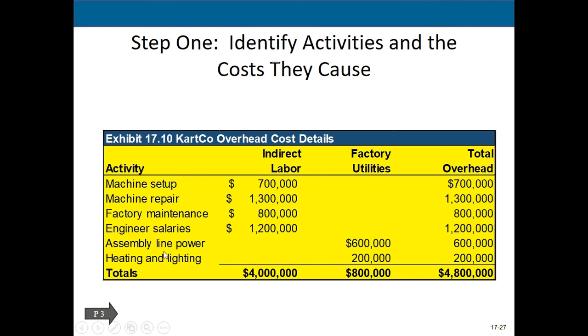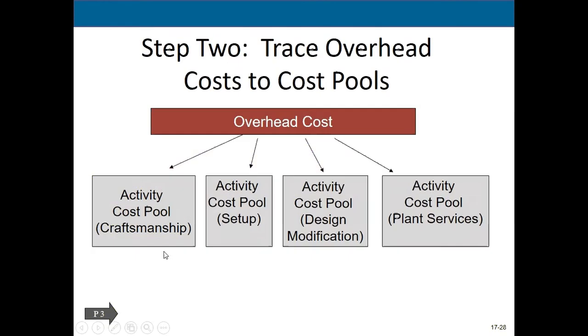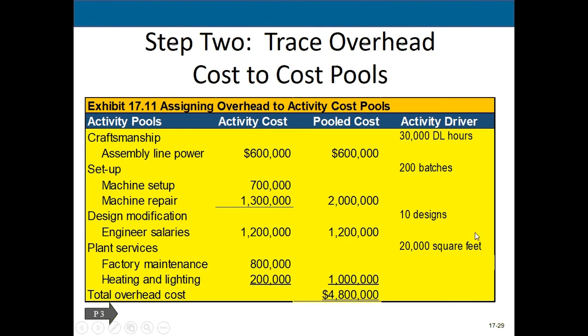Now we need to group the activities into pools. So here's what it is. We've decided that out of those 6 activities, there are 4 pools. So we're going to whittle it down to 4 different pools, and we're going to call those pools craftsmanship, setup, design modification, and plant services. And here's what it looks like.